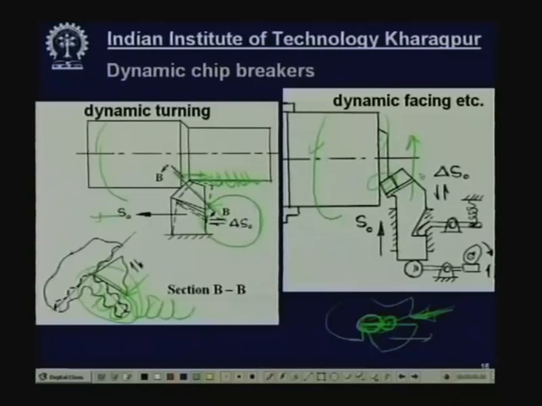Now, if the cutting tool is given an additional vibration in this direction, the direction of feed, then the surface will be smooth, the cutting fluid will be more effective in cooling and lubrication, and at the same time the chip will take this particular shape and that will break into pieces. The only thing is that the frequency and amplitude of this vibration have to be carefully chosen with respect to the feed or cutting velocity, then only chip breaking will be more effectively obtained.